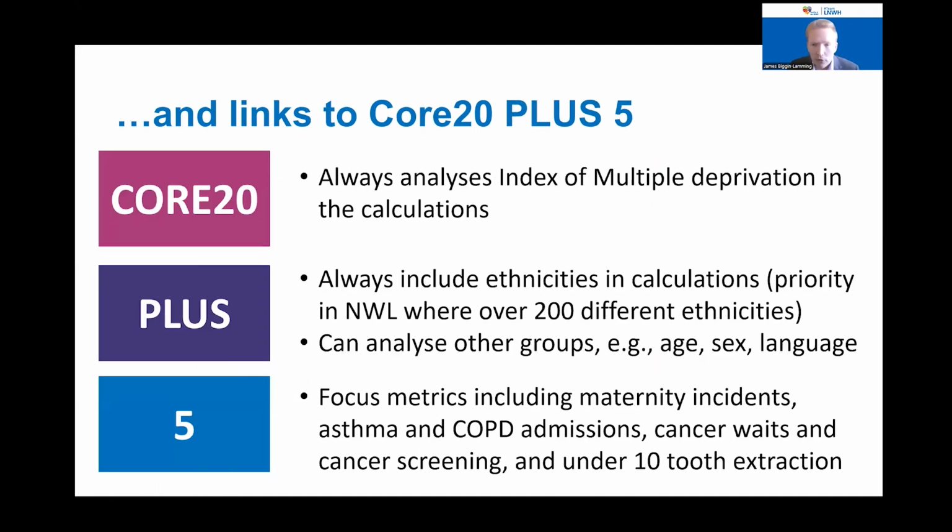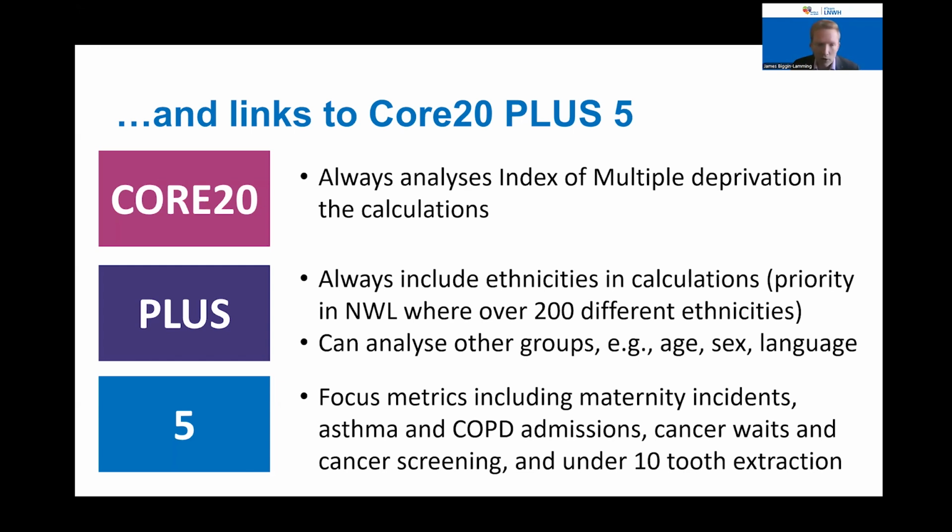It also links to central NHS strategies and approaches we've all adopted, particularly Core 20+5. Central to it is that it always considers the Index of Multiple Deprivation in its calculations, and you'll see that in a second. It includes plus characteristics. Pippa set out the context in Northwest London. For us, with over 200 different ethnicities, race is central to that, so that's why we put that there. But the principle would allow you to focus on age or sex or other characteristics depending on your local context.